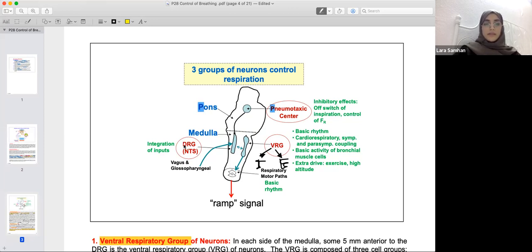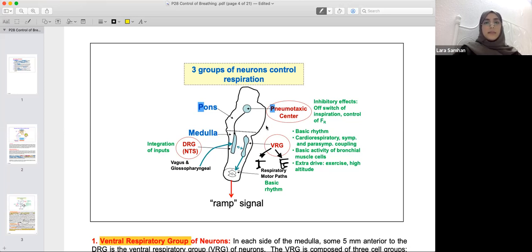Now, in regard to this DRG, which is the dorsal, it's available in something called NTS. NTS is basically nucleus tractus solitarius. This nucleus tractus solitarius is basically a region in the medulla that has some of these structures, one of which is the DRG. It also has cranial nerves. Now we won't really focus on the cranial nerves since it's not the concept or the component of this lecture, as much as we focus on the DRG, VRG, and the pneumotaxic center.